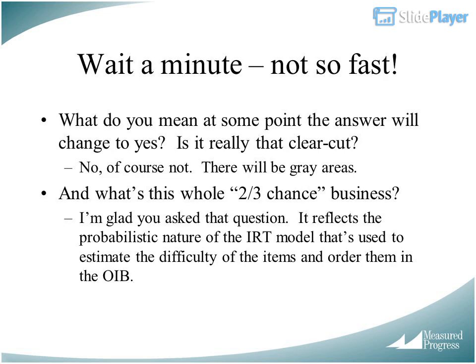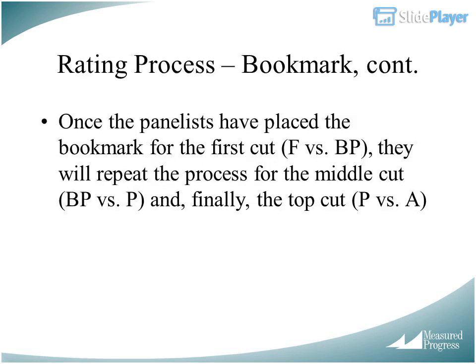Wait a minute, not so fast. What do you mean at some point the answer will change to no? Is it really that clear-cut? No, of course not. There will be grey areas. And what's this whole 2/3 chance business? I'm glad you asked that question. It reflects the probabilistic nature of the IRT model that's used to estimate the difficulty of the items and order them in the OIB.